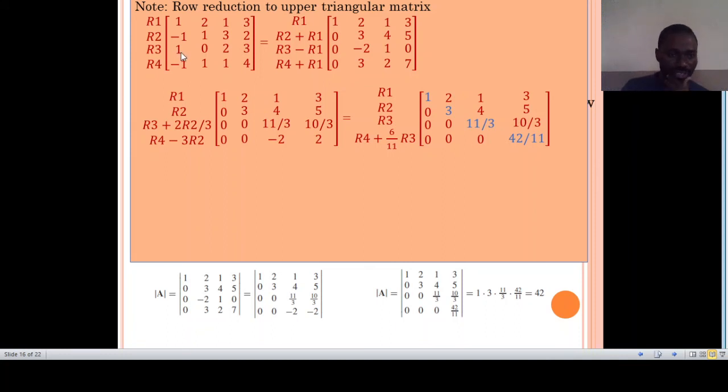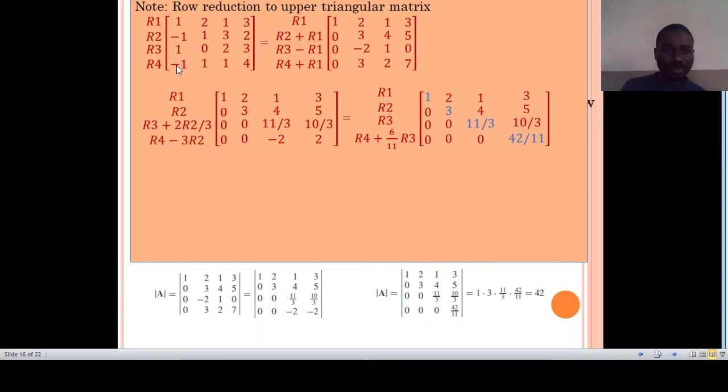If I want to make sure that this value is equal to 0 under row 3 here, the first entry under row 3, I can do the same thing, row 3 minus row 1. That is 1 minus 1 is 0. 0 minus 2 give me minus 2. 2 minus 1 give me 1. 3 minus 3 give me 0.